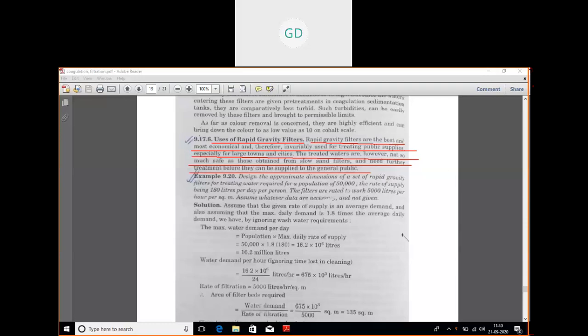Okay, one more question. The previous one was for designing of your slow sand filters, and this one is for designing of your rapid gravity filters. A very short numerical. Let us see.